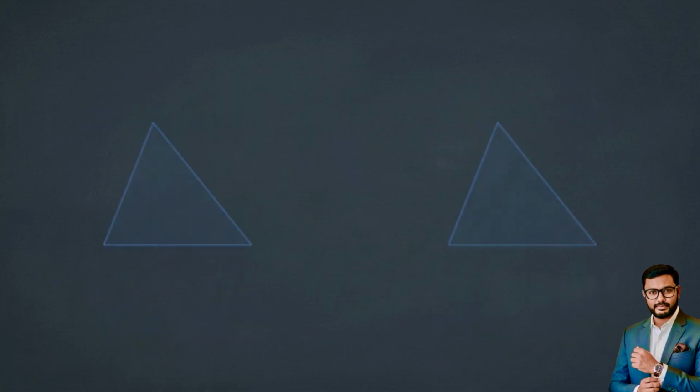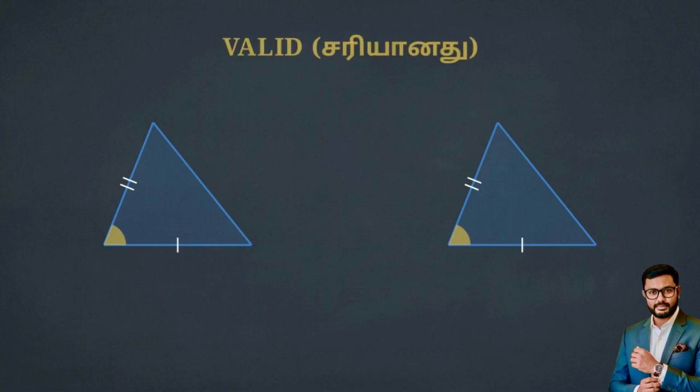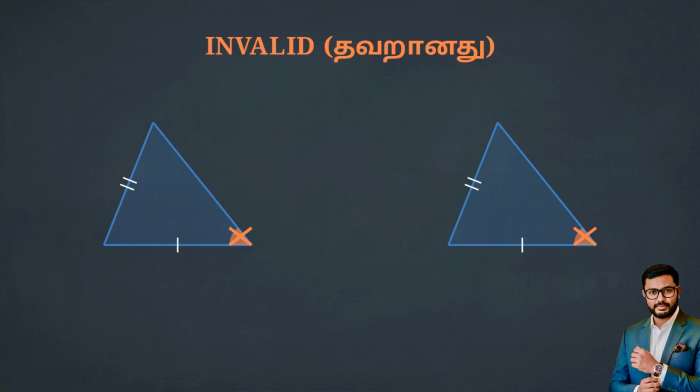Let's examine the side angle side condition using these two triangles. For this condition to be valid, the matching angle must be positioned exactly between the two matching sides. If the angle is located anywhere else, the triangles cannot be proven congruent using this rule.